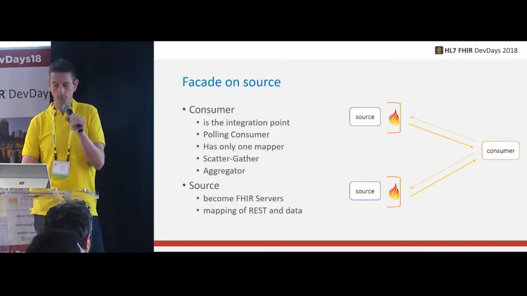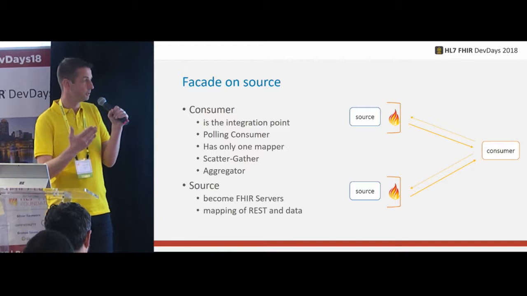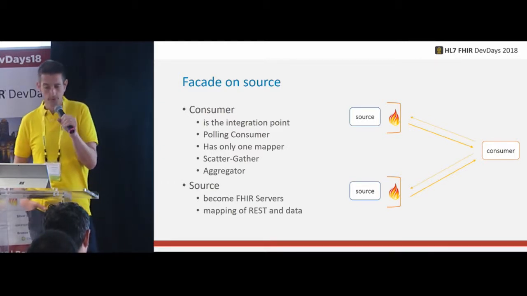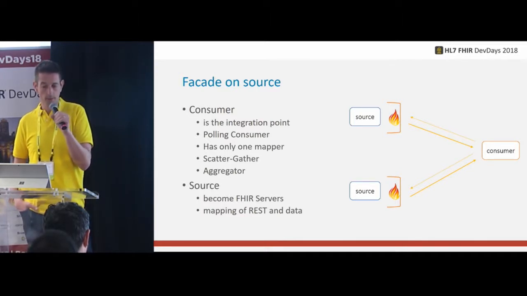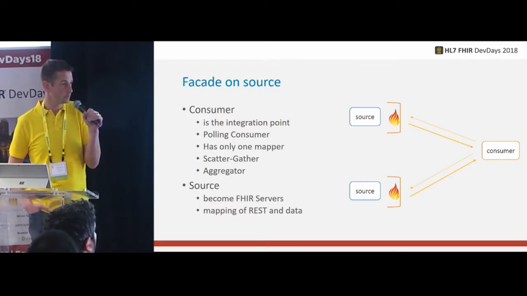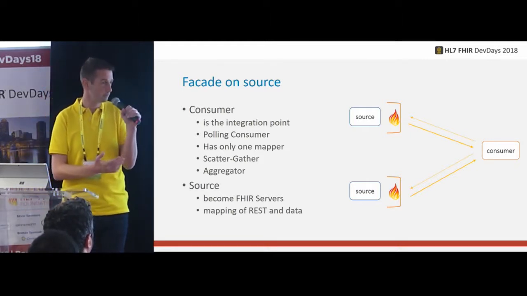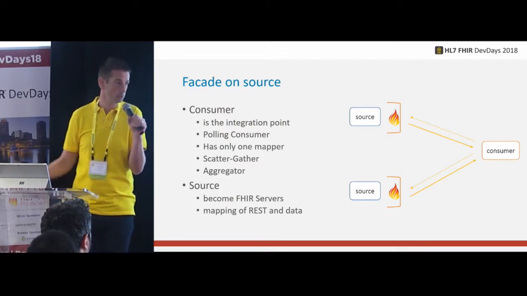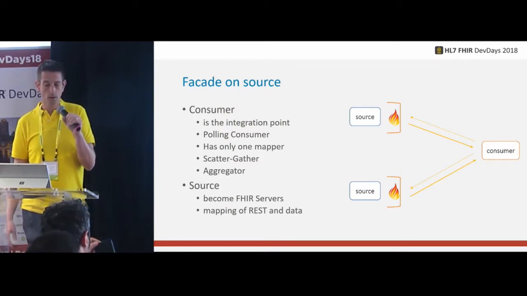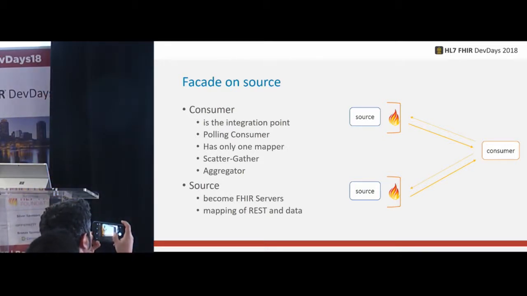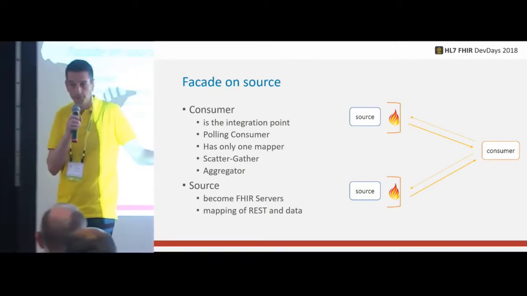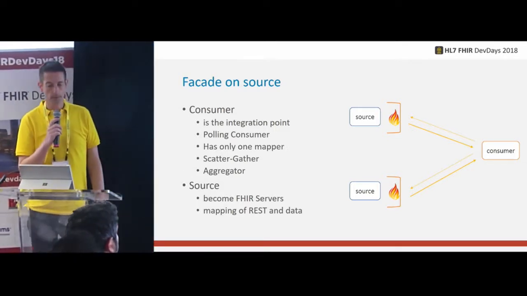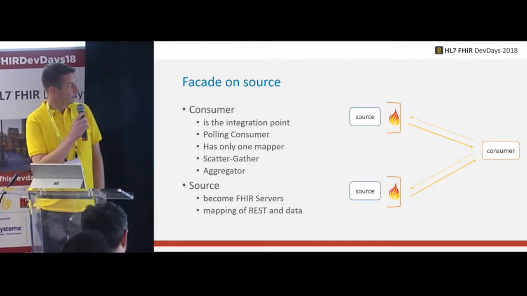Now, what if we would put facades on the source here? So that's the first option, but then with multiple sources. The advantage to the consumer is that it has only one mapper left, because it doesn't have to deal with both source formats. Effectively, you could replace a source as long as it still emits FHIR. There's no change to the consumer. The consumer is still the integration point. It might get conflicting data from both, and it has to know how to deal with that, because they don't know of each other. So it's also the aggregator of the data.